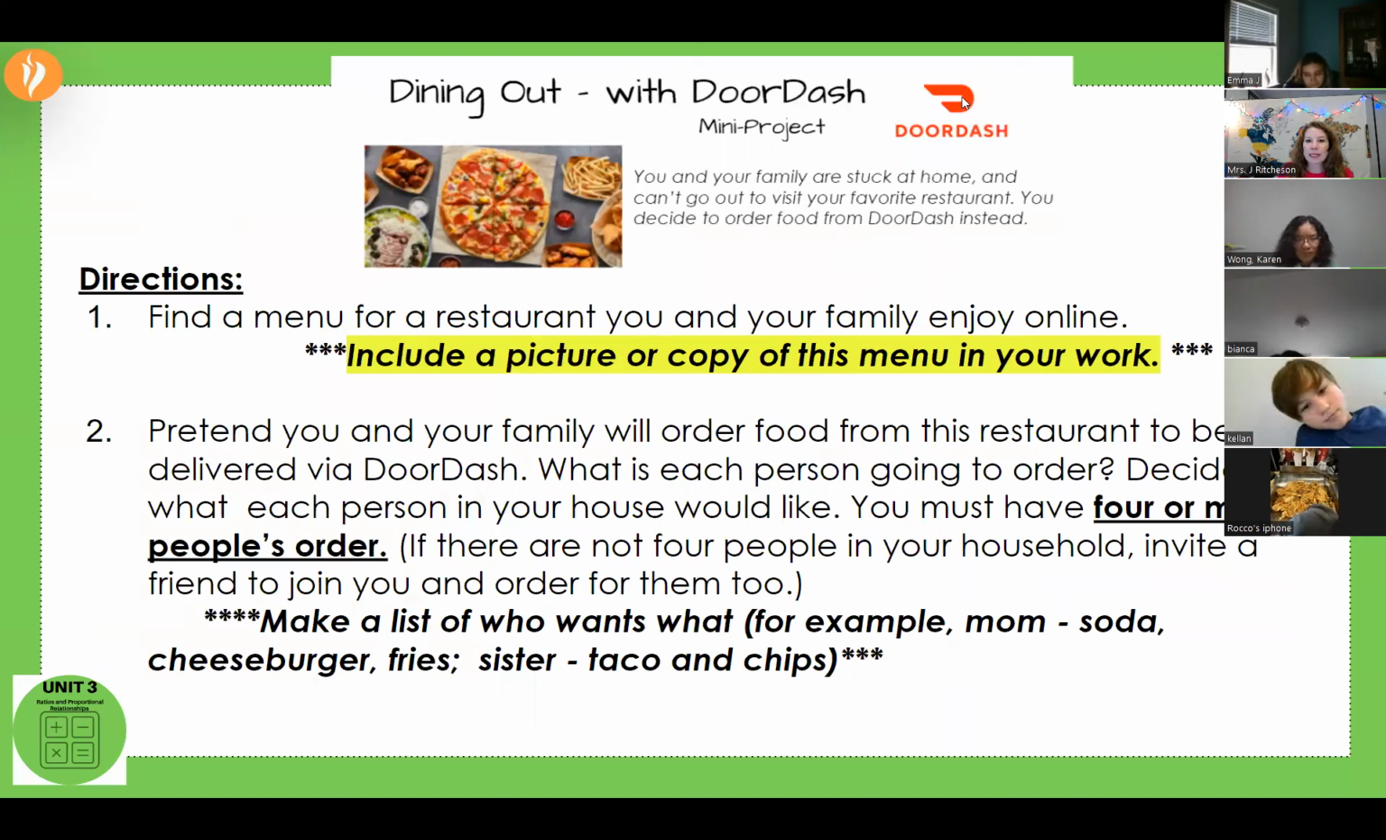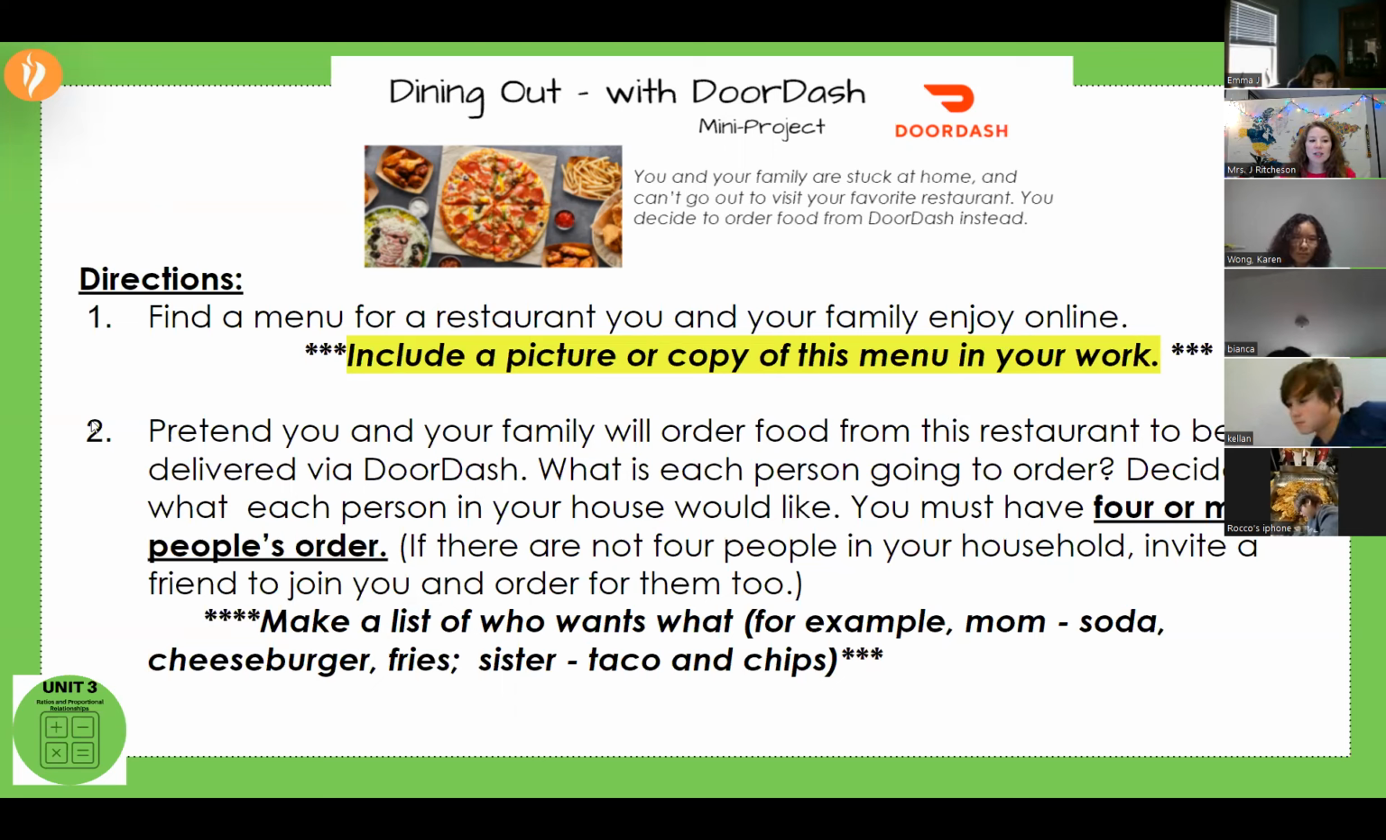All right, so what is our mini project? This is it. This is exactly what you need to do. We're dining out with DoorDash mini project. You're going to look up a menu for a restaurant you and your family enjoy online. So you're going to include a picture or a copy of this menu in your work. So you guys know about the snipping tool. You can use the snipping tool and take a picture of any image you find online.